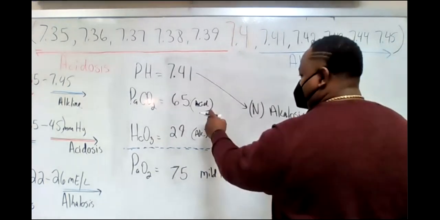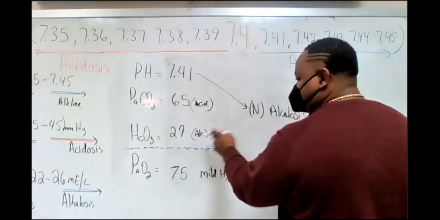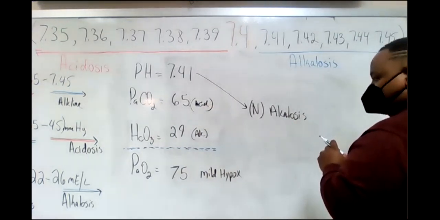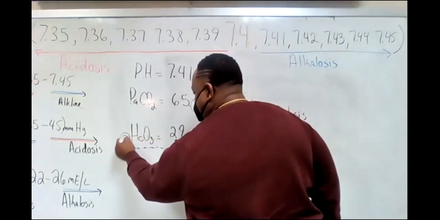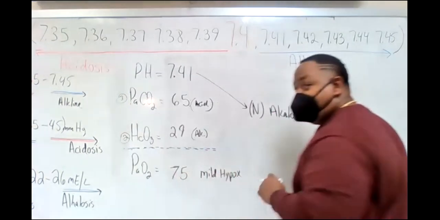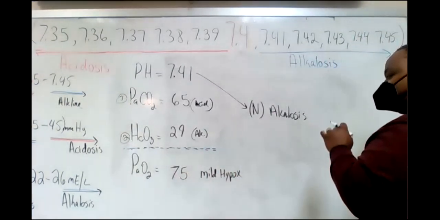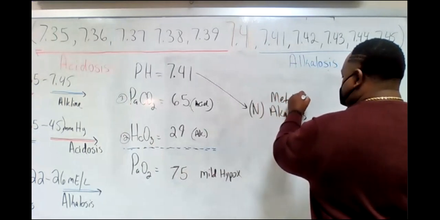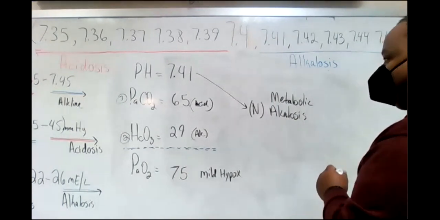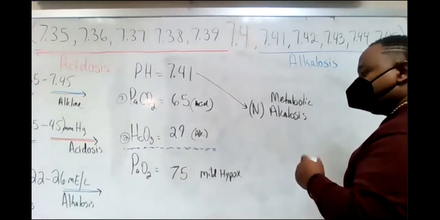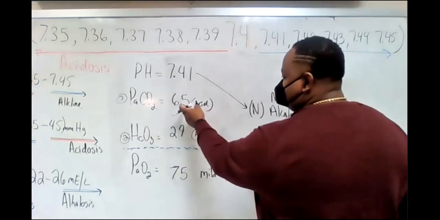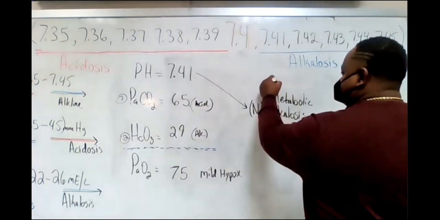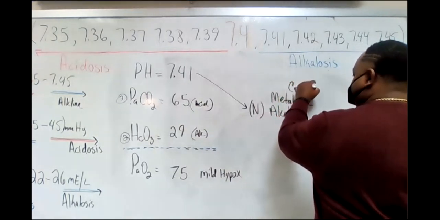So who's causing the problem, Lori? Bicarb is causing the problem. So he's the second player, and CO2 is the third player. Since bicarb is causing the problem, what kind of alkalosis are we in? Metabolic alkalosis, right? Now let's look at the third player. The third player is CO2. Is the third player in normal range? No. So there is compensation.